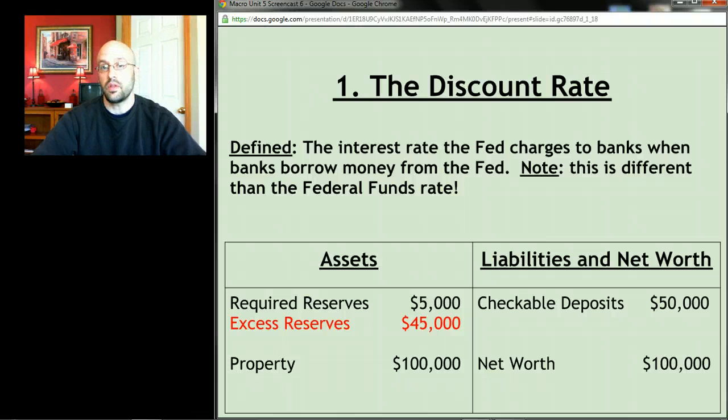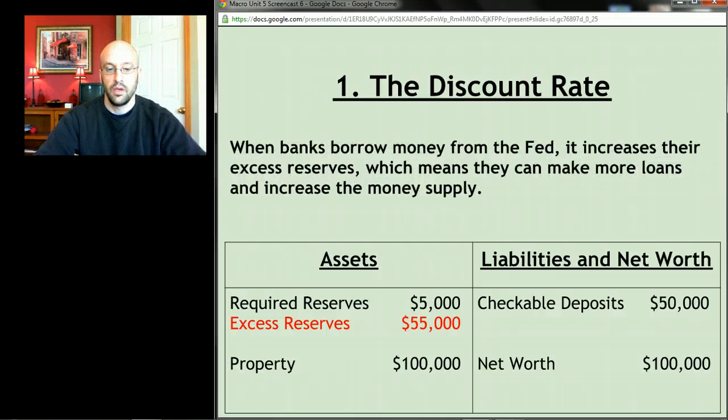Now note, this is different than the federal funds rate that I talked about last time. The federal funds rate is the interest rate that banks charge one another. The discount rate is the interest rate that the Federal Reserve charges to banks. Now the idea is that when banks borrow money from the Federal Reserve, it increases their excess reserves, which means they can lend out more money, which means they can create more money.